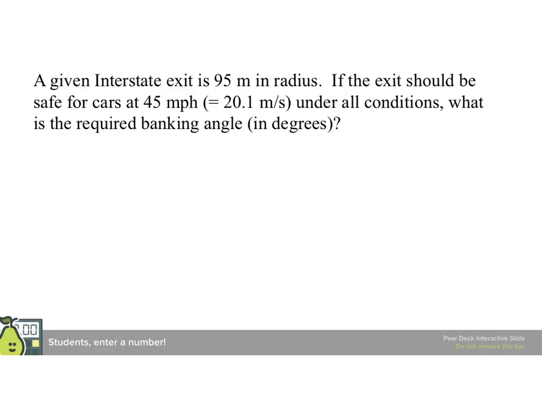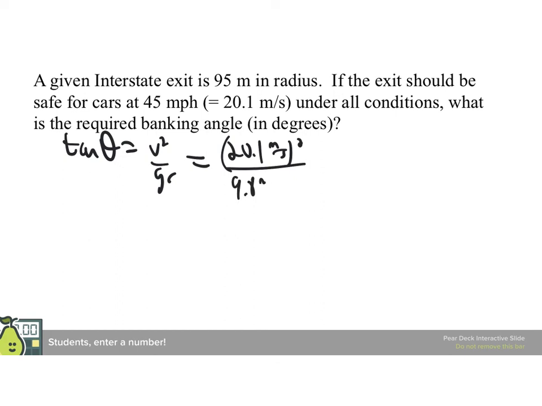So as an example, a given interstate exit is 95 meters in radius. If the exit has to be safe for cars at 20.1 meters per second under all conditions, what is the required banking angle? And we go back to here and we say, well, the tangent of the angle is v squared over gr. So 20.1 meters per second quantity squared over 9.8 meters per second squared times 95 meters.